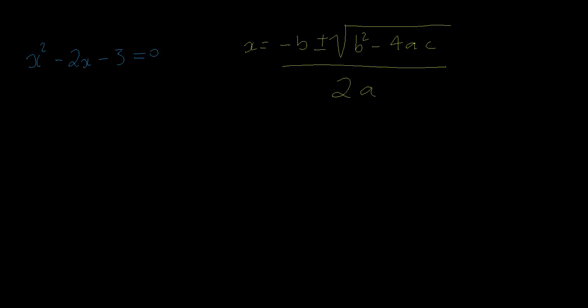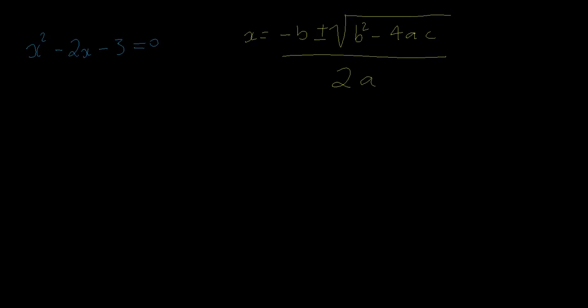Now what is b, what is a, and what is c? The coefficient multiplying x squared is a, the coefficient multiplying x is b, and the constant is c. So you have to say here that a is equal to +1, b is equal to -2, and c is equal to -3. So you just substitute these numbers into this equation and you get the correct answer.